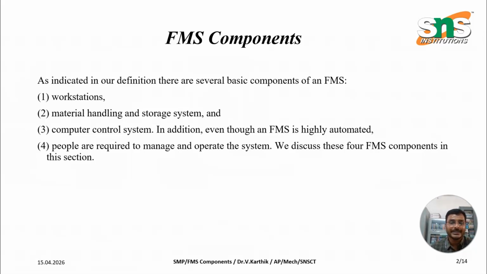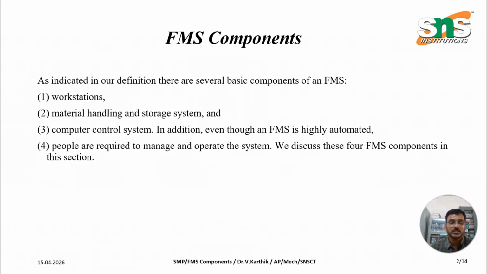And then the second one is the material control system, the material handling and storage system, which is with the AGV, auto guided vehicle, or the conveyor belt, or the robotics, pick and place robotics, which will help you to pick and place the work parts to the particular machines for the work to be done. This is called the number two component.